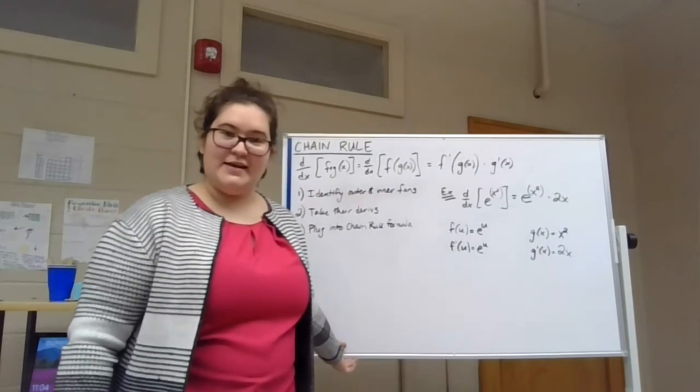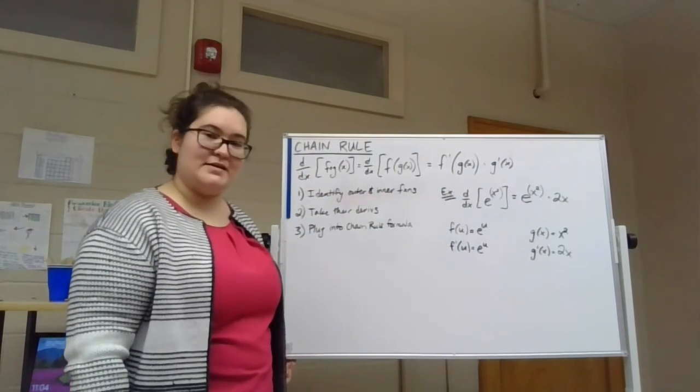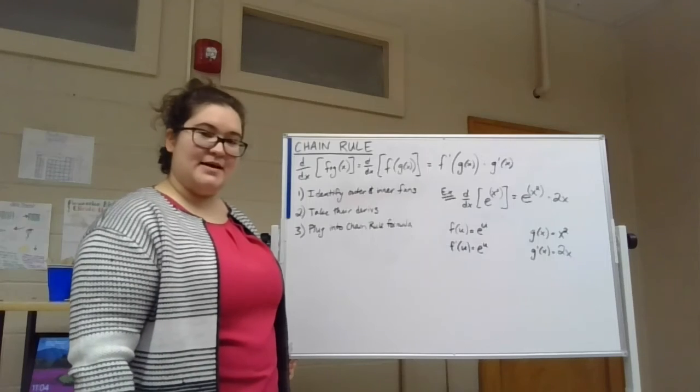And there we have our final answer. The derivative of e to the x squared is e to the x squared times 2x.